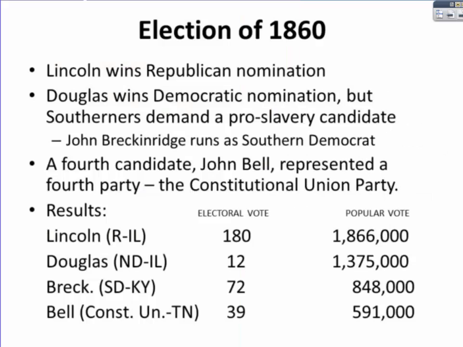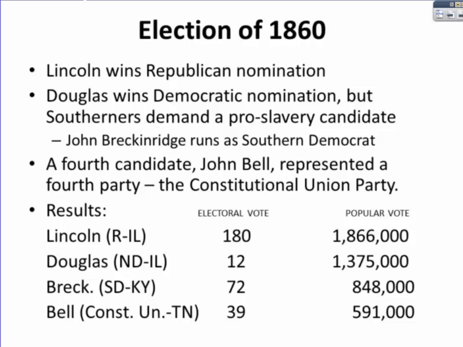The election of 1860. Lincoln wins the Republican nomination, and Stephen Douglas wins the Democratic nomination. But Southerners demand a pro-slavery candidate. So Douglas would represent Northern Democrats, and John Breckinridge of Kentucky would represent Southern Democrats. A fourth candidate, John Bell, represented a fourth party, the Constitutional Union Party. The results were that Lincoln won in a very split election.